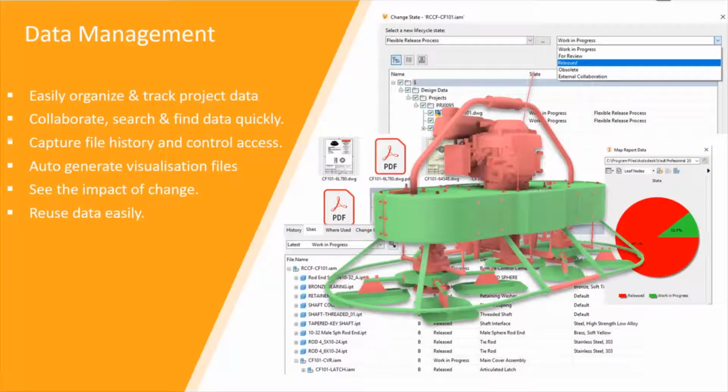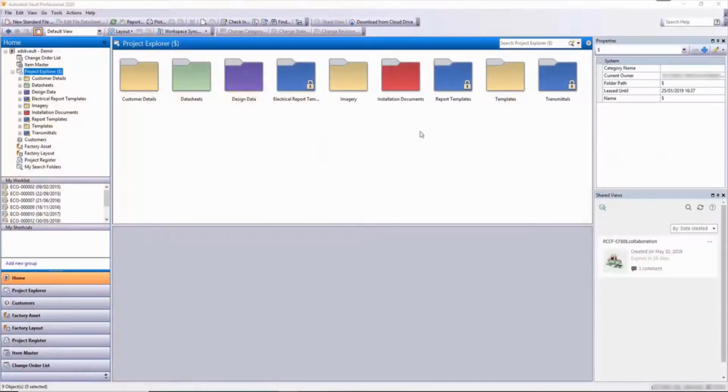The Product Design and Manufacturing collection comes with Vault Basic out of the box. It allows us to easily organize and track project data, collaborate, search and find data quickly, capture file history, control access, auto-generate visualization files, and to see the impact of change and reuse data efficiently.